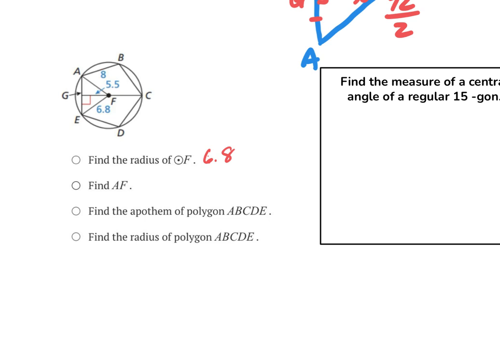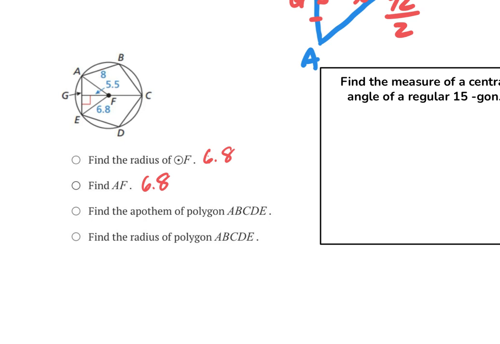AF, what would we call AF? The radius, right? Because it connects F to A. A is a vertex. So guess what? It's the same thing. It's also a radius, so it's also 6.8. If I know one radius, I know them all. And so that's the good news.